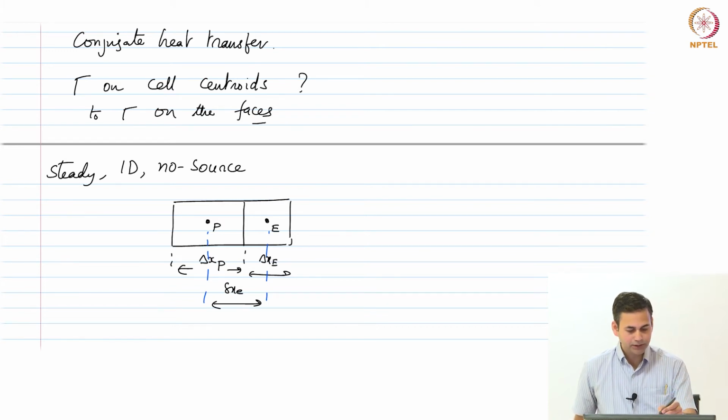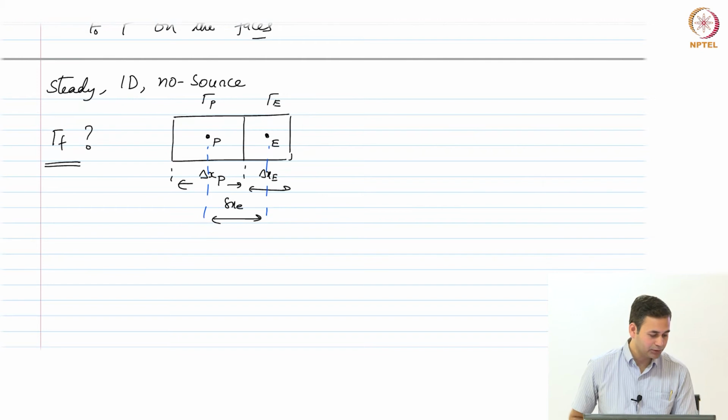Because gamma is a material property, it is given to you, so it is known at the cell centroids. So we know gamma on the east cell. This is gamma E. We know gamma on the P cell. The question is, how do I calculate gamma f from all these things that I know?